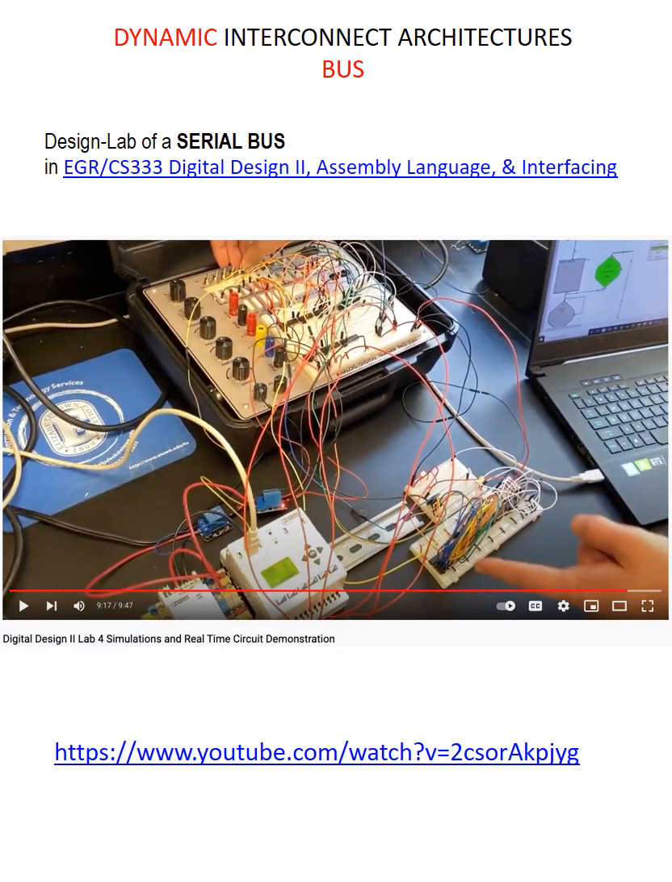And then pause and do watch this video, even the present students, because this is just one group of the students of the past iteration of this course. But this is a good example of a bus, serial bus, connecting a number of different devices, PLCs and breadboards, and how they work that out.